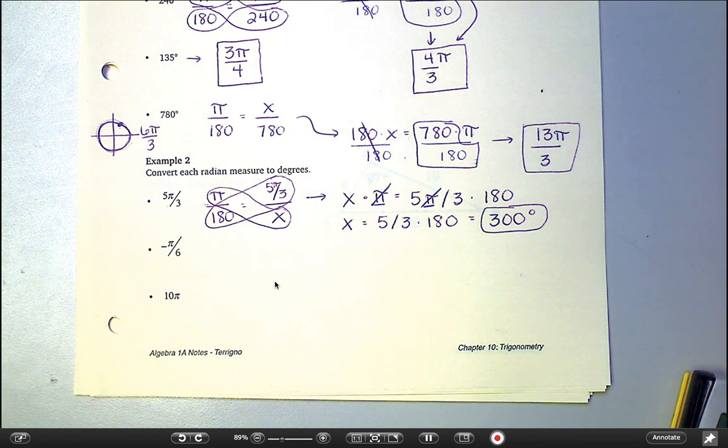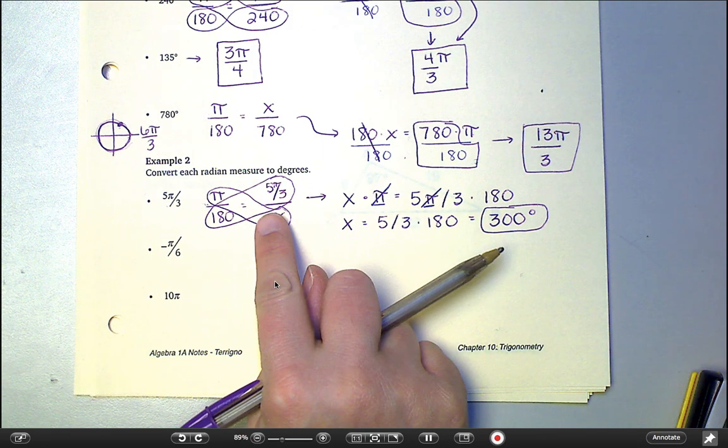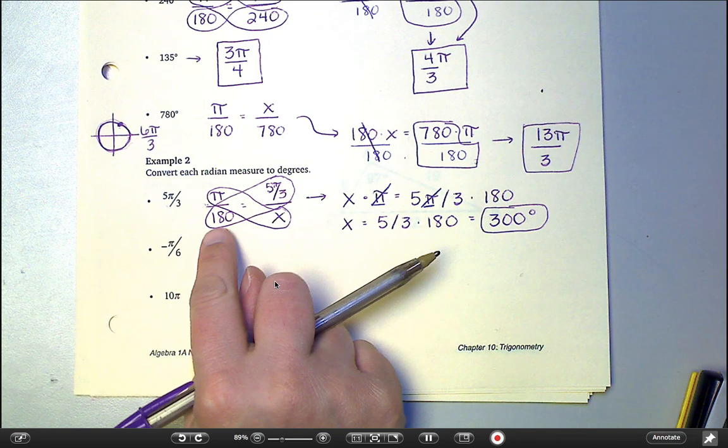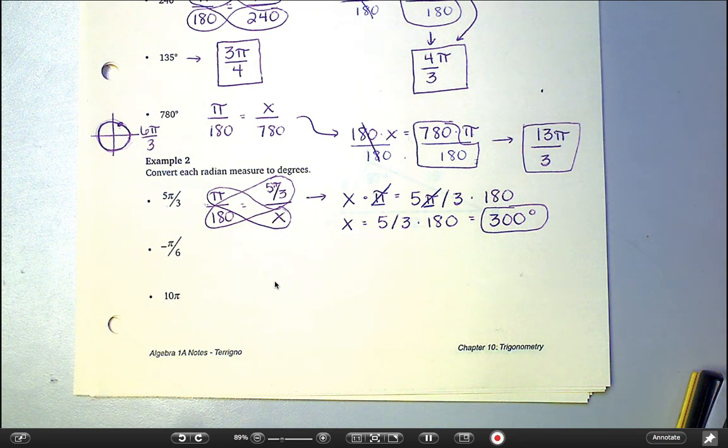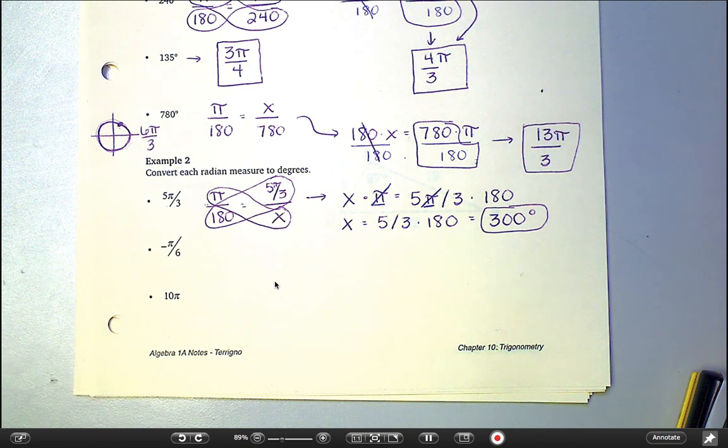Okay? And again, if you think about where 5 pi over 3 is on the circle, it's equivalent to 300 degrees. And yes, you're going to pick up on some shortcuts in here. You're going to be able to just look at these problems and say, oh, I know that, I just do 180 times this fraction. Totally fine, but I would have this to fall back on as a general strategy.